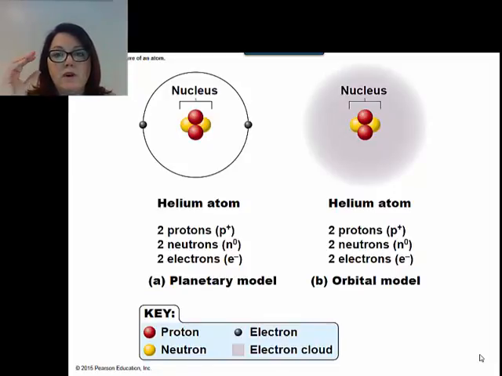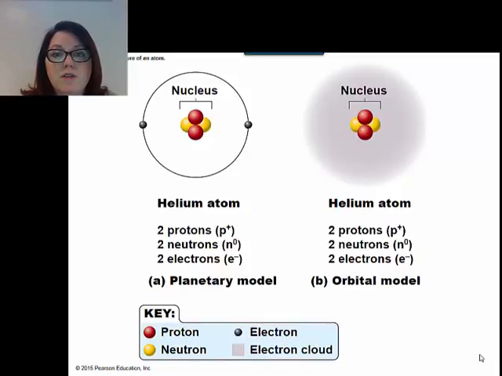So atoms themselves are composed of smaller pieces called subatomic particles. That's a big fancy word to talk about things you probably already know. These are protons, neutrons, and electrons. An atom has a nucleus, or a center region, where we're going to find protons and neutrons, and then outside of the nucleus is where we find the electrons. Protons have a positive charge, neutrons, as the name suggests, have no charge, and electrons carry a negative charge.